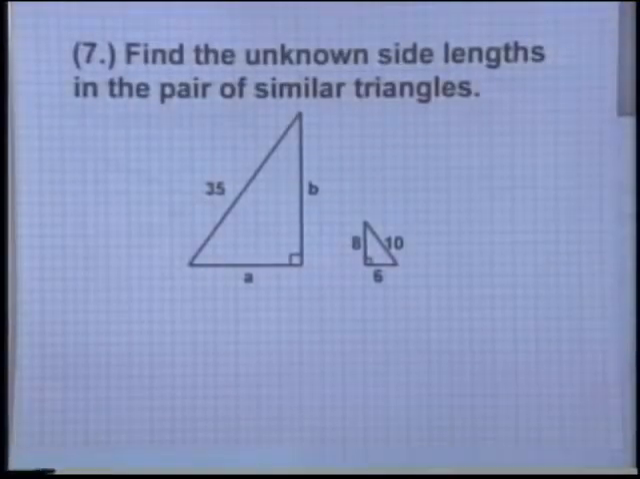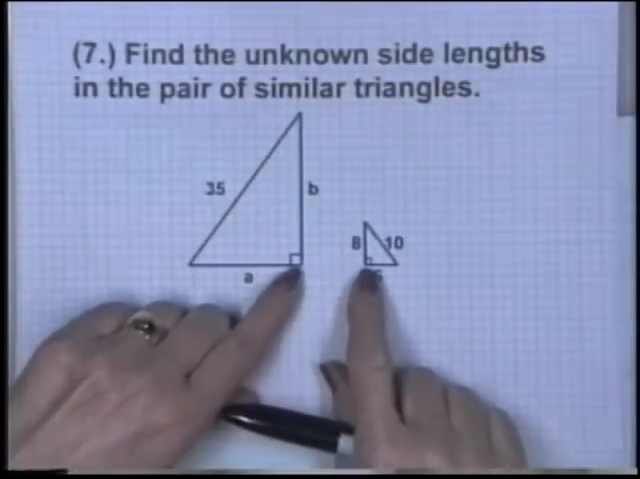In problem 7, we are asked to find the unknown side lengths in the pair of similar triangles. So once again, we have similar triangles. We know that corresponding sides are proportional, so we need to figure out which sides are corresponding, and then we will need to set up our proportions.